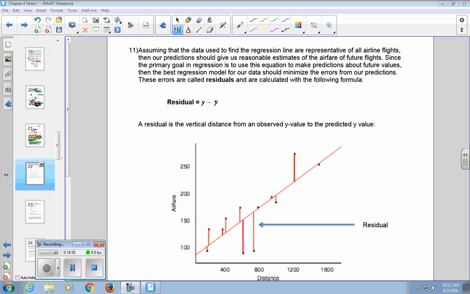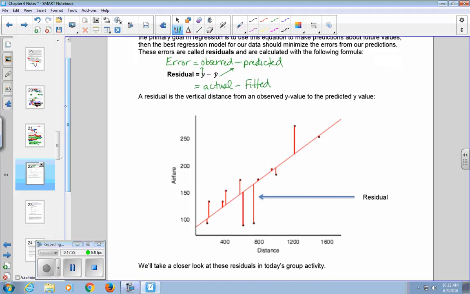So keep in mind, this is another way of saying that your error is equal to your observed value. Remember, y is the observed value, the actual airfare, minus the predicted airfare. So you can also think of this as your error is equal to the actual airfare minus your predicted airfare. Some people call it a fitted airfare because it fits the model. Visually, we'll take a look at what a residual looks like. A residual is a vertical distance from an observed y value to the predicted y value.